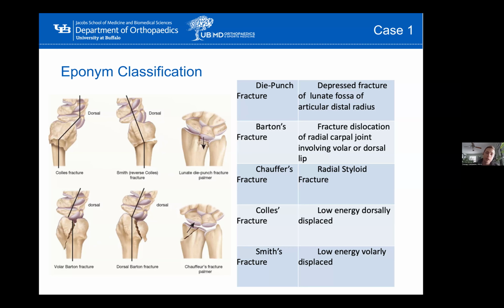radiocarpal joint is going. Then you can also have lunate die-punch fractures, which is just a very specific type of intra-articular depressed fracture where the lunate kind of punches in part of the lunate fossa in the distal radius. And then there's also Chauffeur's fracture, which is just a fracture of the radial styloid.